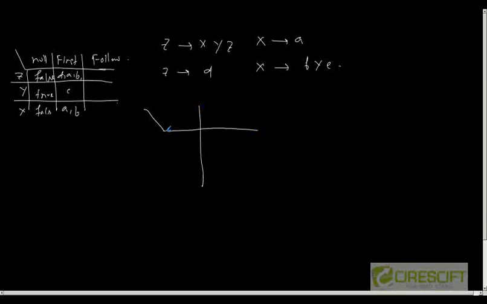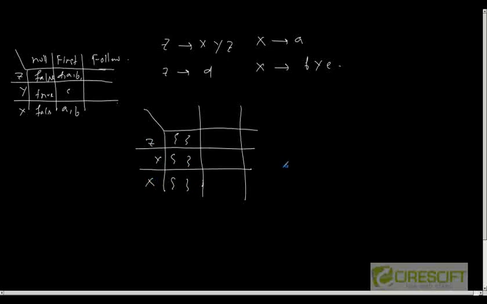So in the first iteration, the first step is I'll initialize it to empty set. So this is my z, this is my y, this is my x.